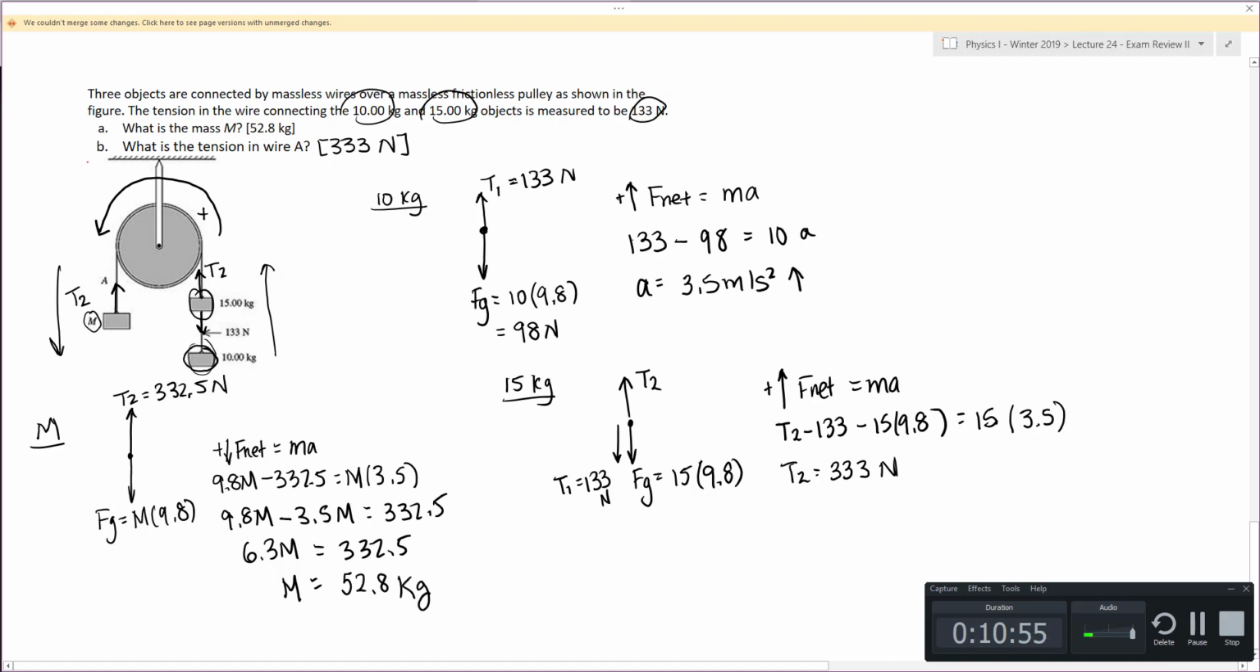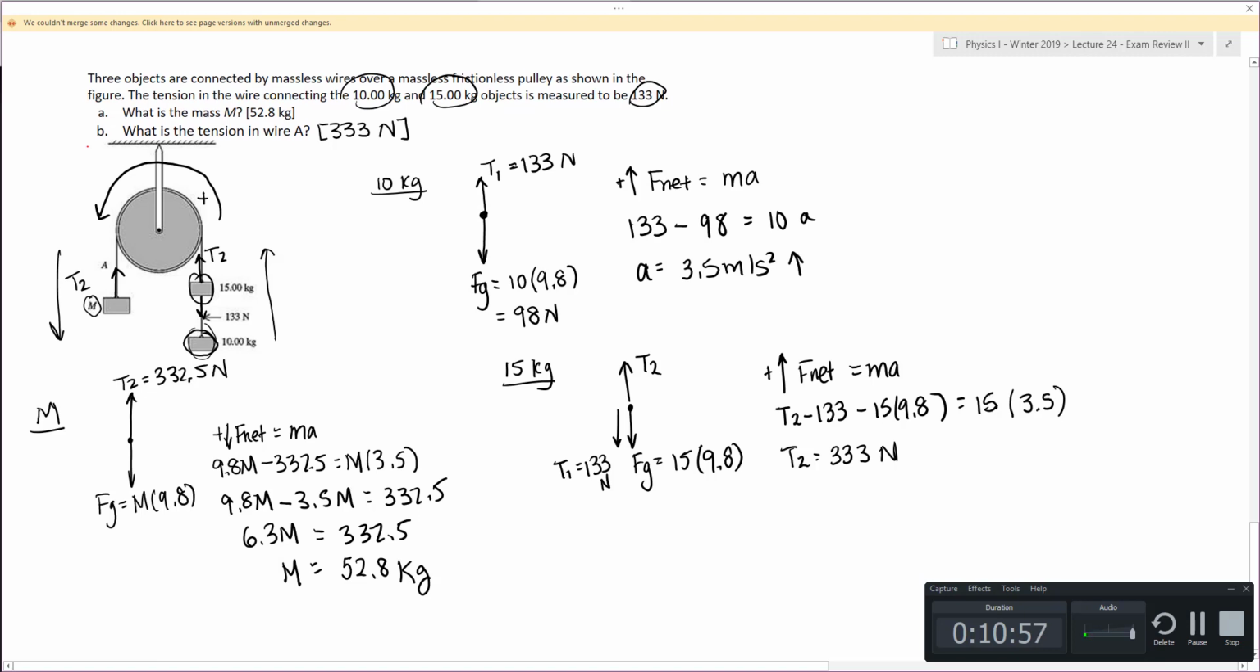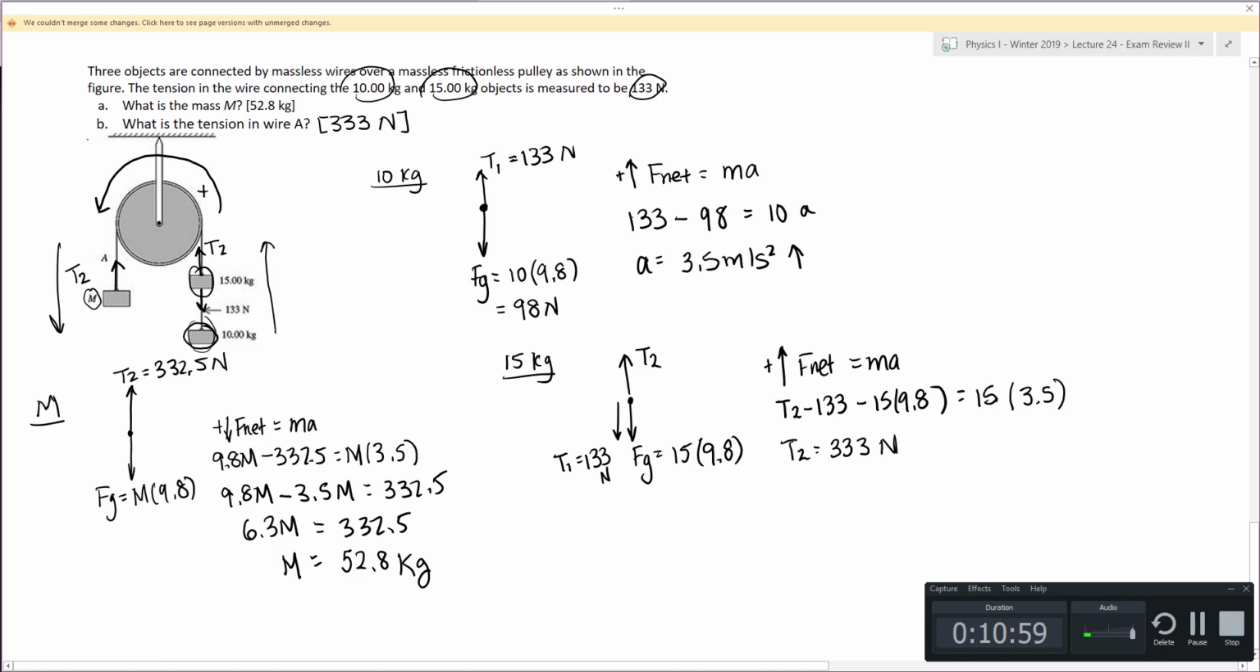Okay, again, everything had 3 significant figures in the question, so my answer will also have 3 significant figures.